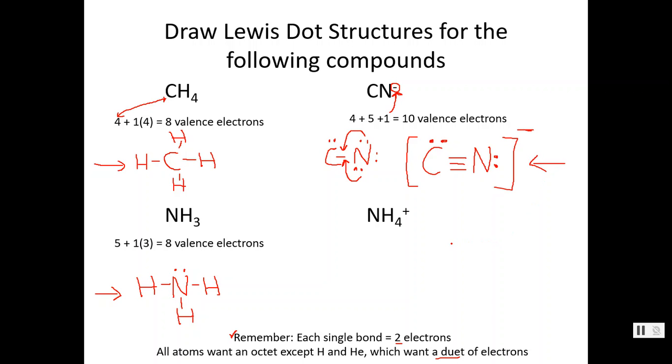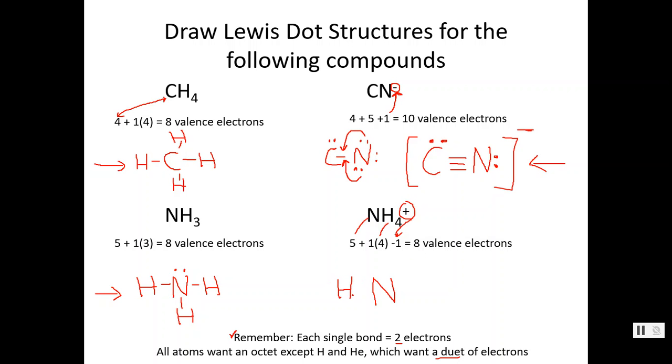Last but not least, let's do NH4⁺, the ammonium ion. Go ahead and do our valence electrons: 5 from the nitrogen, 1 times 4 for hydrogen, but I have a +1 charge. That means I have lost an electron. So since I have a +1, I have to subtract 1 from my total valence electrons. So in this molecule, I have 8 valence electrons.